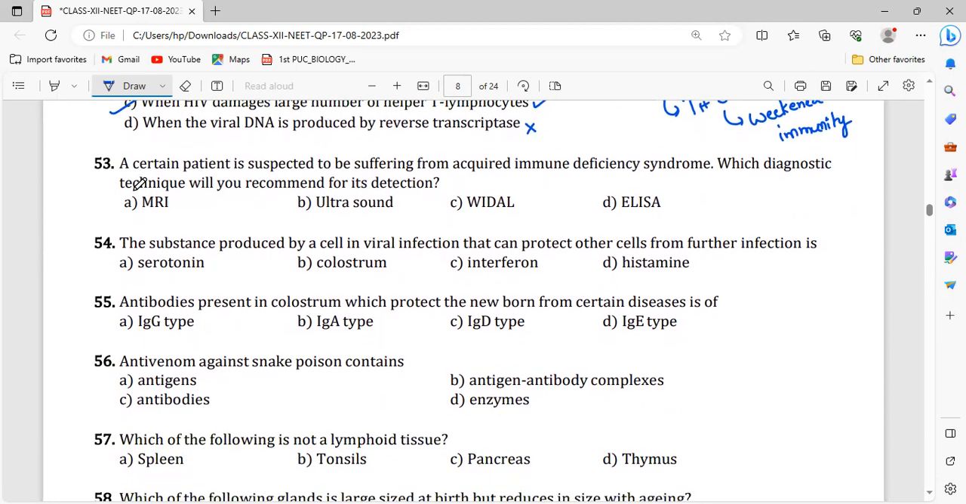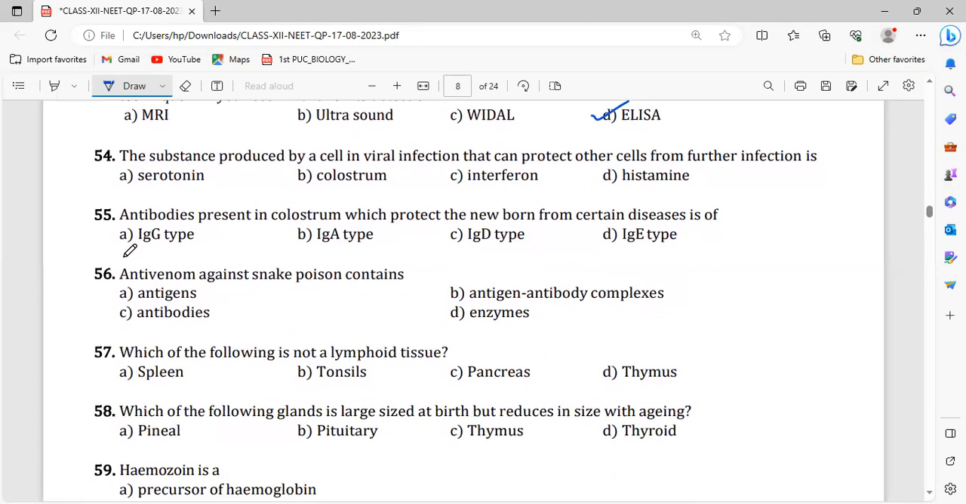53. A certain patient is suspected to be suffering from acquired immune deficiency syndrome. Which diagnostic technique will you recommend for its detection? So here, for AIDS, they are asking about the diagnostic test. So that is ELISA. Then 54, the substance produced by a cell in viral infection that can protect other cells from further infection is, again a direct question, interferon.